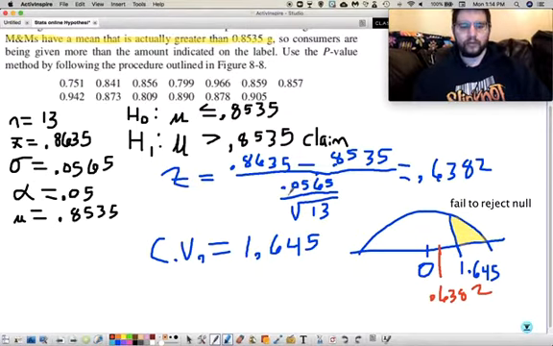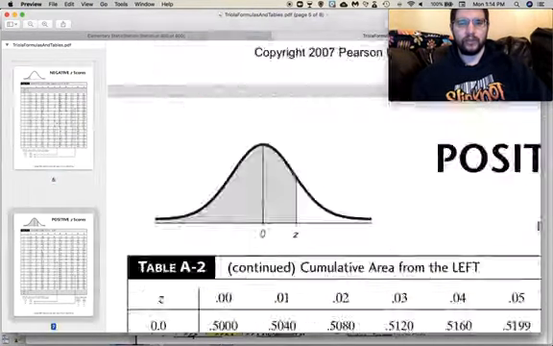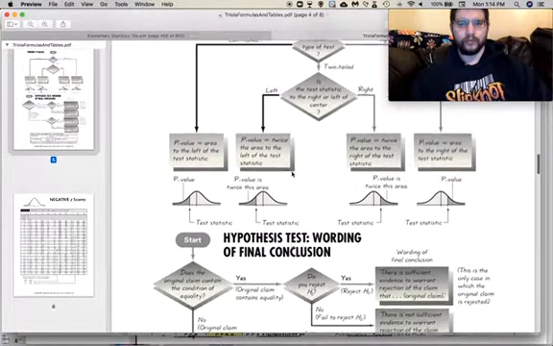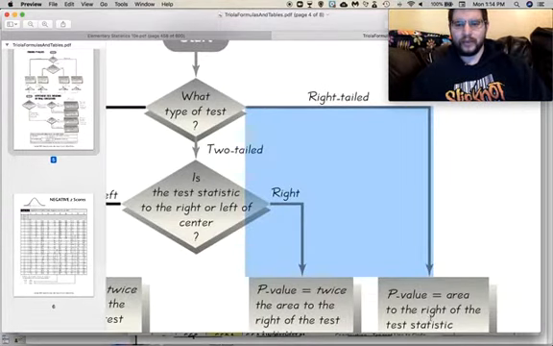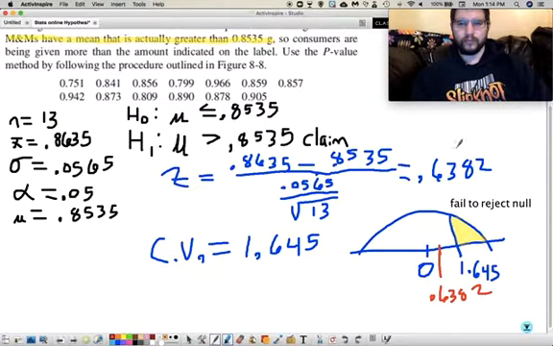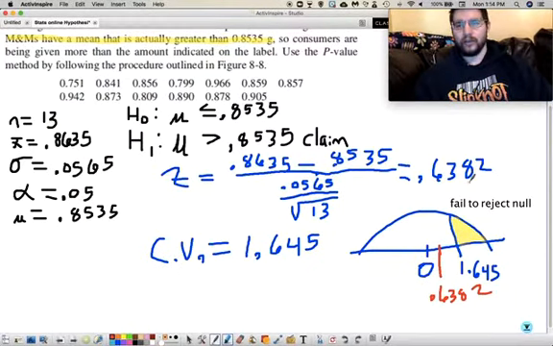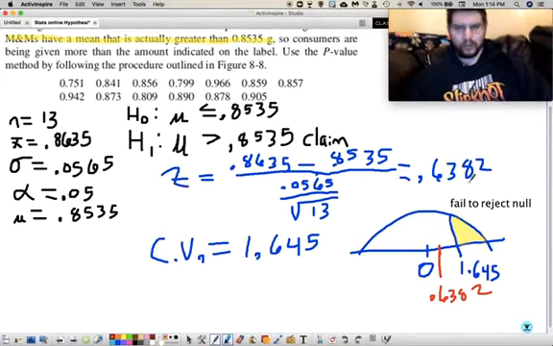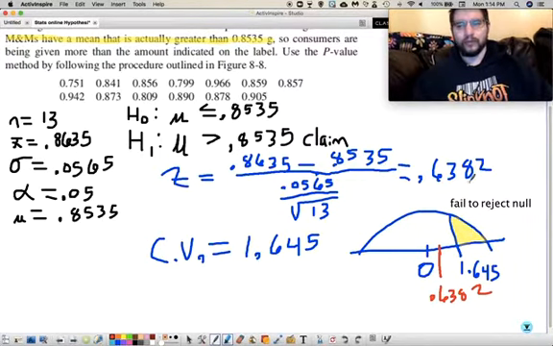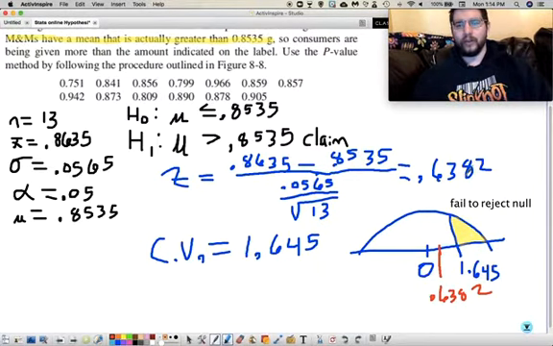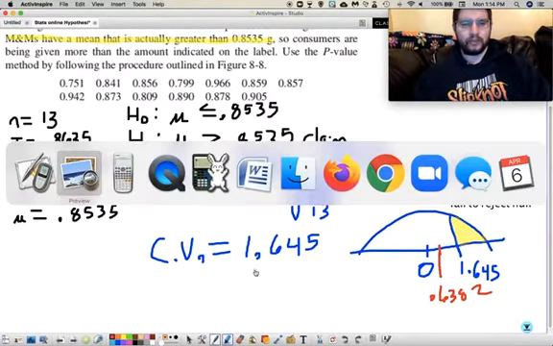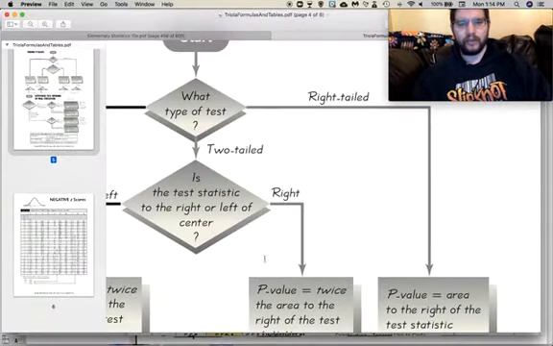To calculate the p-value, we do have that nice little flow chart if you don't remember things. First, we decide what kind of tail we have. We have a right tail. That means we need the area to the right of the test statistic. There's my test statistic. To get the area to the right of that, I'd look it up on the chart. Now, you could also do both the critical values and the area in your calculator, inverse norm, normal CDF. That's way back from the normal distribution. You should know how to do that.